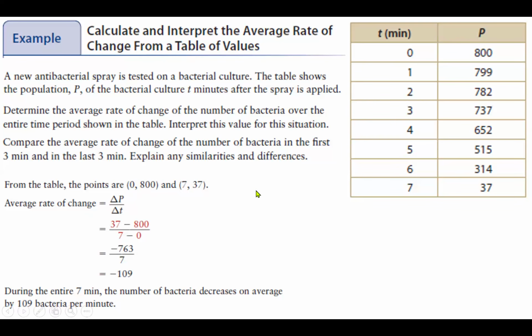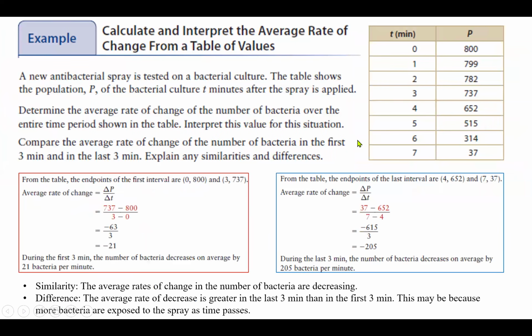Okay, next question. Let's have a look at the solution on the left first.